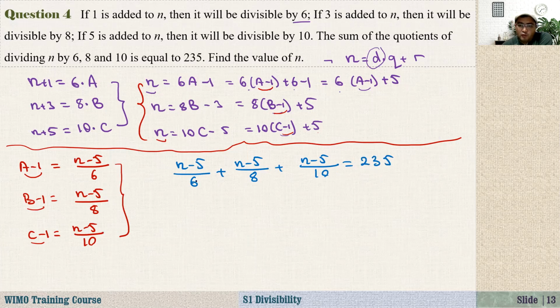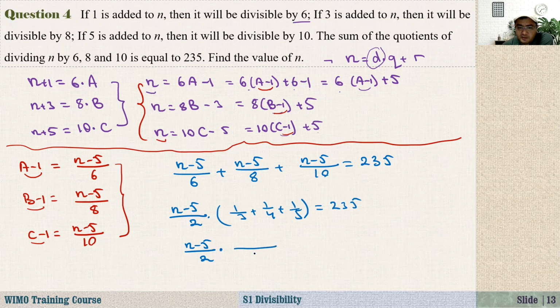So now n minus 5 over 2 is a common factor. Here we have 1 over 3 plus 1 over 4 plus 1 over 5, and that's equal to 235, right? Now from here, what is 1 plus 1 over 3 plus 1 over 4 plus 1 over 5? So we can just write n minus 5 over 2 times the common denominator, which is 60. The first one is multiplied by 20, so here we have 20. The second one is 15, and the third one is 12, right? It is 47. That's equal to 235.